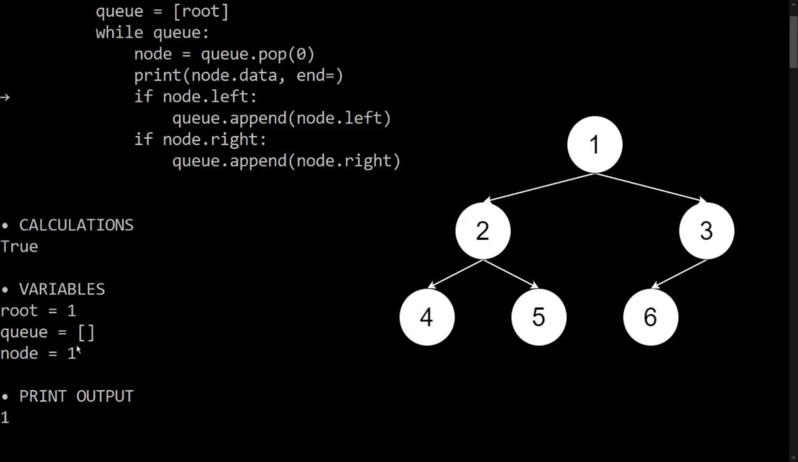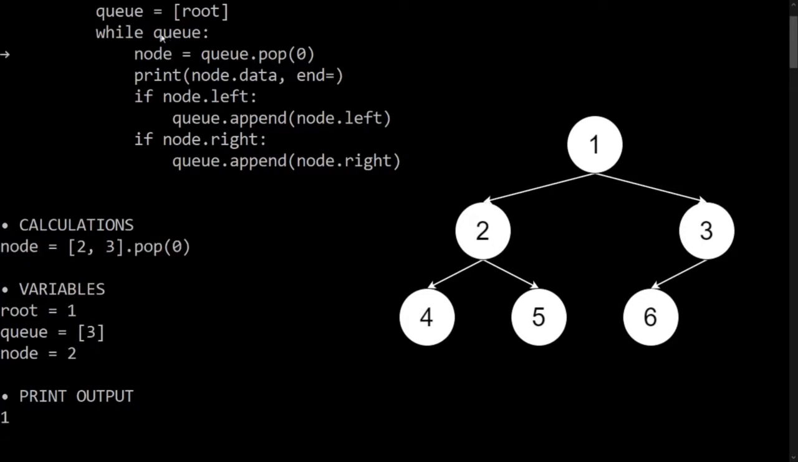Now it will check if node 1 has a left child or not. Yes, it has a child, so this becomes true, and it will append the left child of node 1, that is 2. So initially the queue was empty, and after appending this 2, the queue will look like this. Next it will check if the current node has a right child. Yes, it has. So it will append node.right, that is, 1's right child 3, to the queue. So 2 was initially the queue and it becomes 2, 3 after appending.